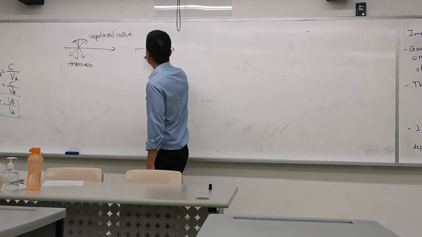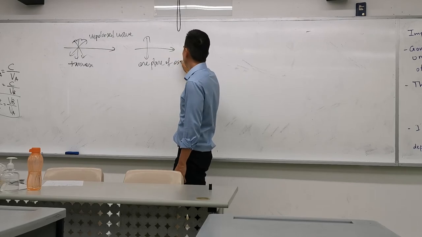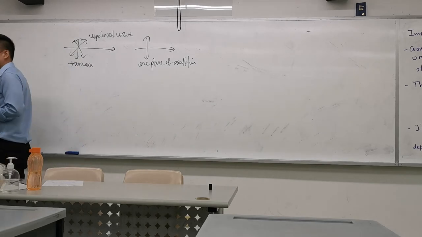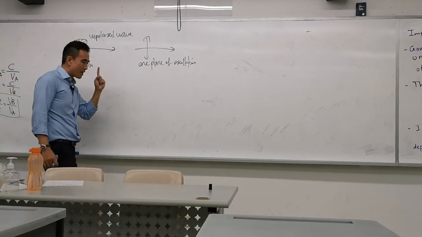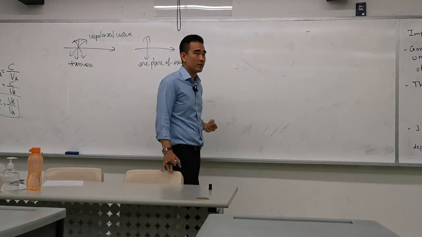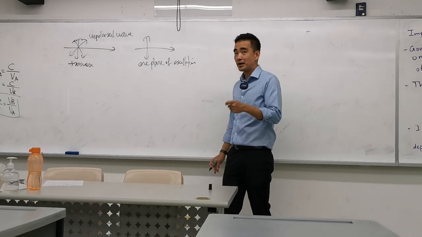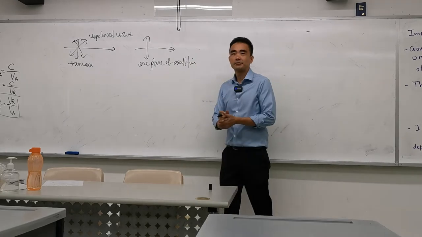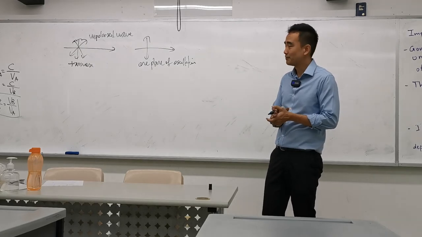As you would have guessed, a polarized wave looks like this, where there's only one plane of oscillation. The reason why I didn't say vibration but oscillation is because in light, you cannot say vibration. There's nothing vibrating. It's an oscillating electric field. So there's only one plane of oscillation, and you need to know how to explain this in IB. You can be asked, explain what is meant by a polarized wave. The answer will be, a polarized wave is a wave where the oscillation is restricted to only one plane. That will be a full mark answer.